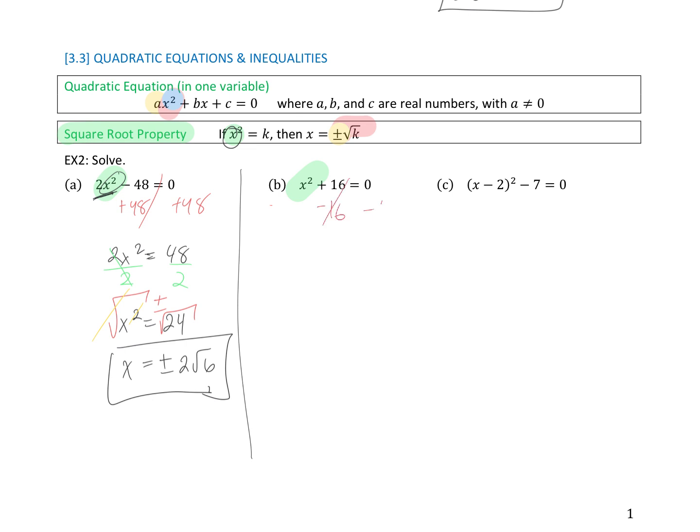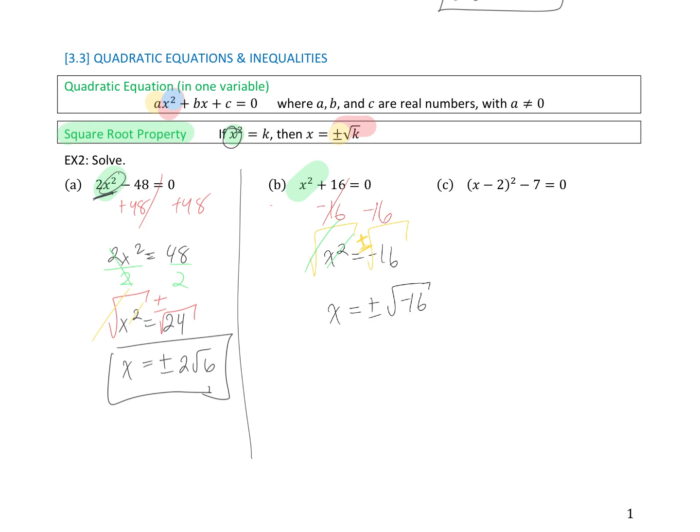So we'll go ahead and set up for that, get all the numbers on one side, and then take the square root of both sides. And remember, we need to do that plus or minus symbol, very important. That cancels with the square, and we have x equals plus or minus the square root of negative 16.